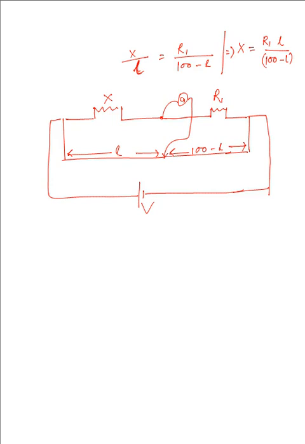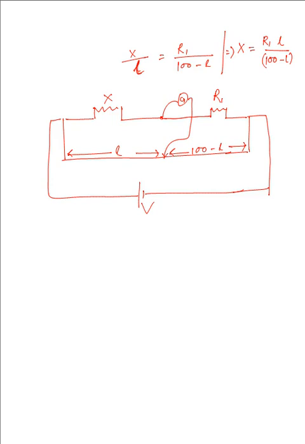So accordingly the formula is not a fixed formula, it's just a formula which is obtained out of the values obtained from these readings. So you need not be too worried about it. The formulas are just created out of the observations. So you can choose any length as L, any length as 100 minus L, that doesn't really matter, okay.